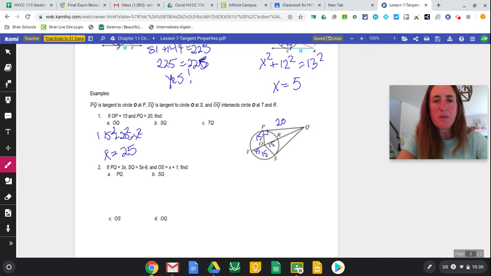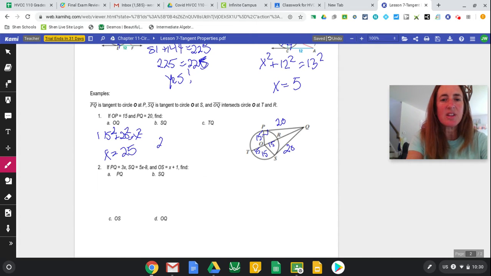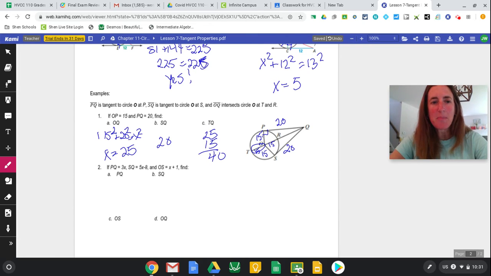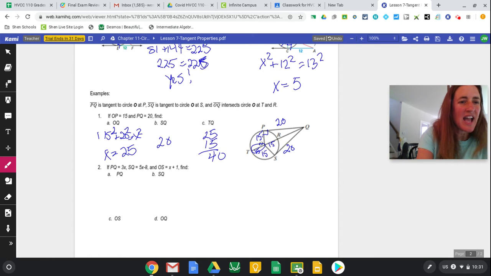They're asking me from S to Q. Well, that's easy because that has to be the same value as Q to P, so it's also 20. And then it's saying from T to Q, oh, well, I know O to Q is 25. I'm going to add this 15 because it's another radius. So that means that has to be 40 for that piece. That was so much fun. Let's try our last example.